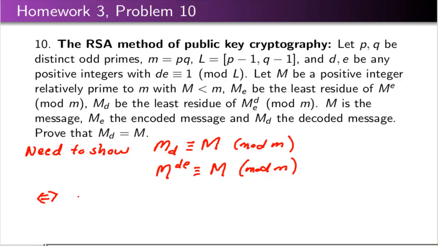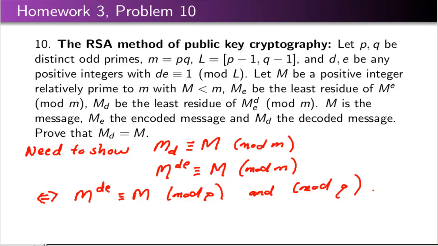to showing that M^(de) is congruent to M mod p and mod q. So just focus on one of these primes. It's going to be the same for the mod q argument. And ask yourselves, okay, how do I show that M^(de) is congruent to capital M mod p?